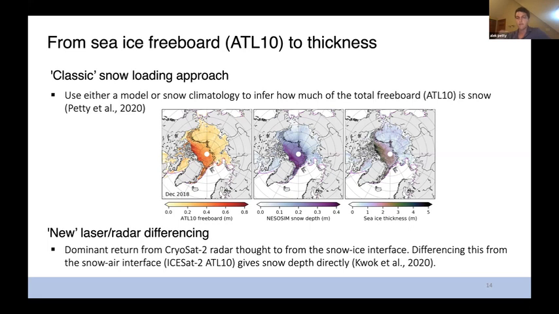I've just given a very brief example in those notebooks, but also wanted to point you to this alternative method that's been developed as well to derive thickness by differencing CryoSat-2 radar freeboards from ICESat-2 freeboards, which is pretty cool. So I'd recommend giving that paper a read as well.